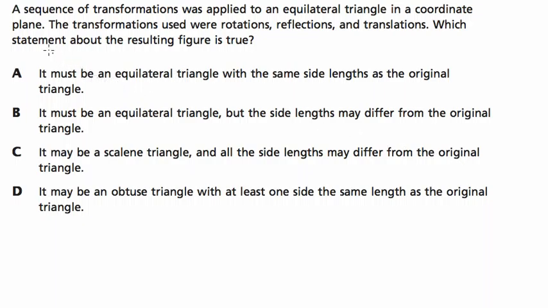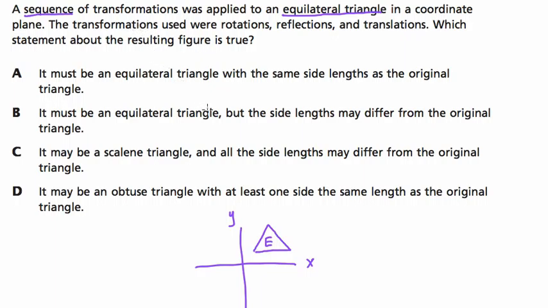Okay, so let's start by reading this together. It says a sequence of transformations. A sequence, of course, is an order of transformations. So we're going to do a bunch of transformations, one after the other. So a sequence of transformations was applied to an equilateral triangle in a coordinate plane. So that means you've got our x and our y, and somewhere on this plane there is an equilateral triangle, a triangle where every side is exactly the same. We'll call that triangle E.